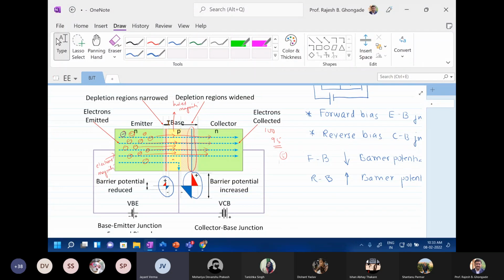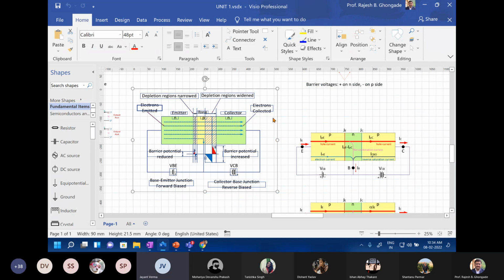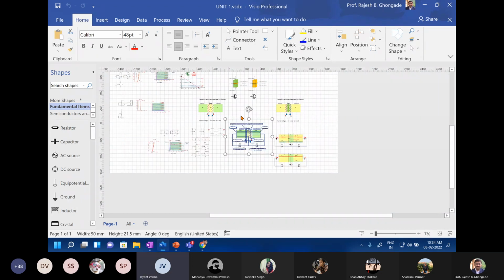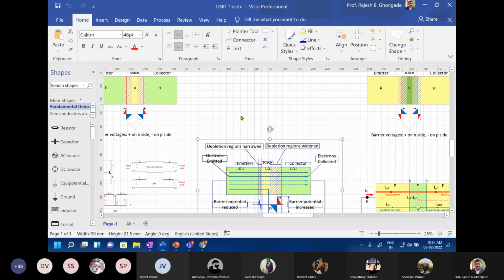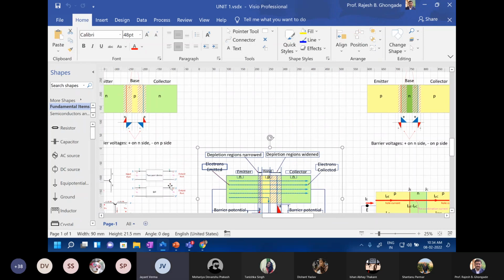Okay? Yes, sir. In a similar way, what will happen to a PNP device? Let me see whether I have that picture. If not, we can just extrapolate.